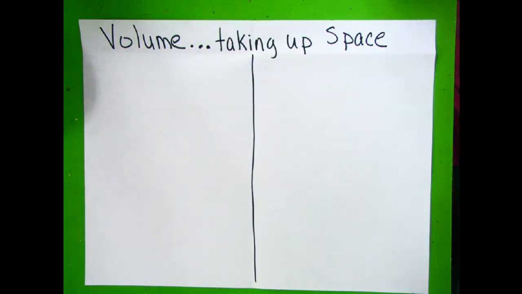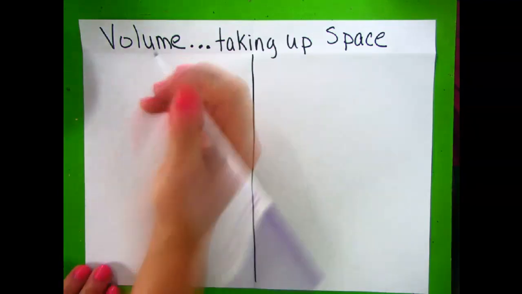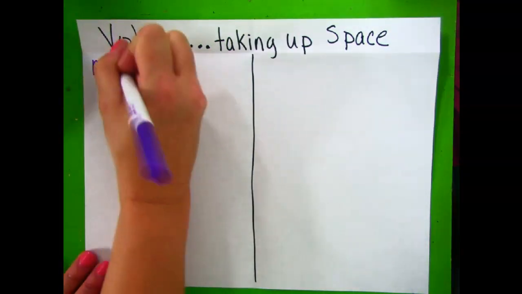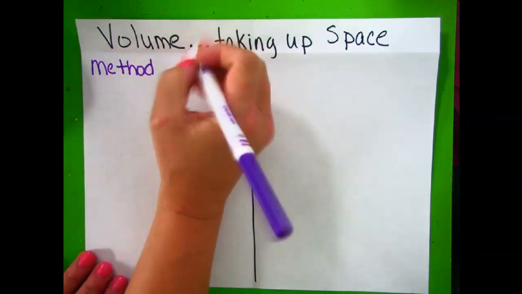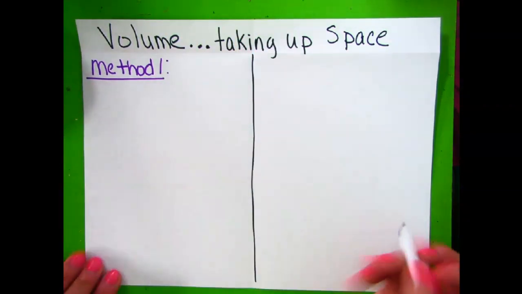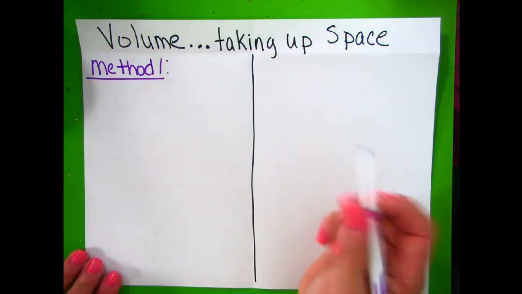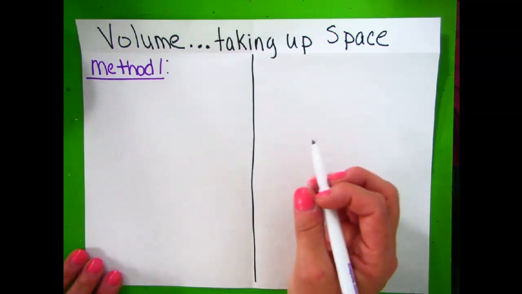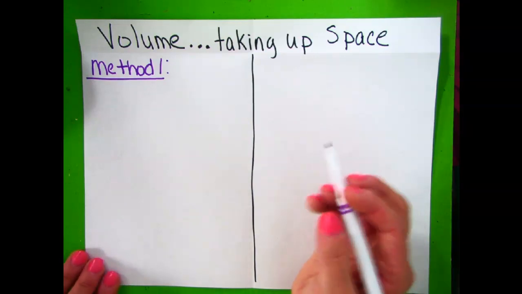All right, so the first one I want to talk about is method one, using the Archimedes method. And guys, be careful because I know there's not a whole lot of space, but you want to make sure that you can fit it all on the front because we're gluing this down in your journal. So you don't want to have to write it on the back.